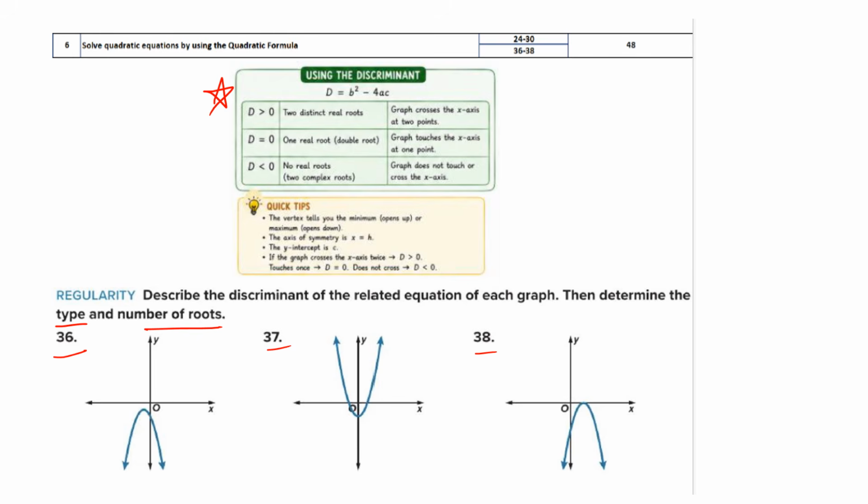So let's see the graph first. In question 36, look at the graph, the blue graph. It's a downward U. Is it touching the x-axis? No, right? So this graph does not meet the x-axis.